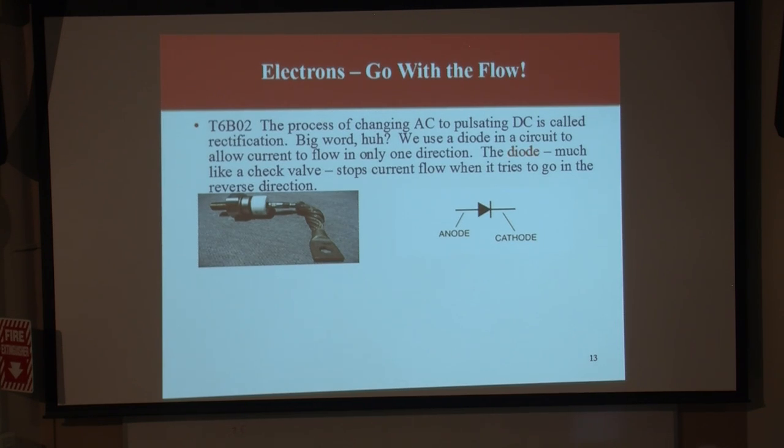We use a diode in the circuit to allow current to flow in one direction only. The diode, much like a check valve, stops the flow when it tries to go in the reverse direction. Again, going back to your water hose, you put a check valve in there, the water can only go one way. It can't back flow into your house. So diodes, current flows one direction. And that is a picture of the diode and the parts of a diode.